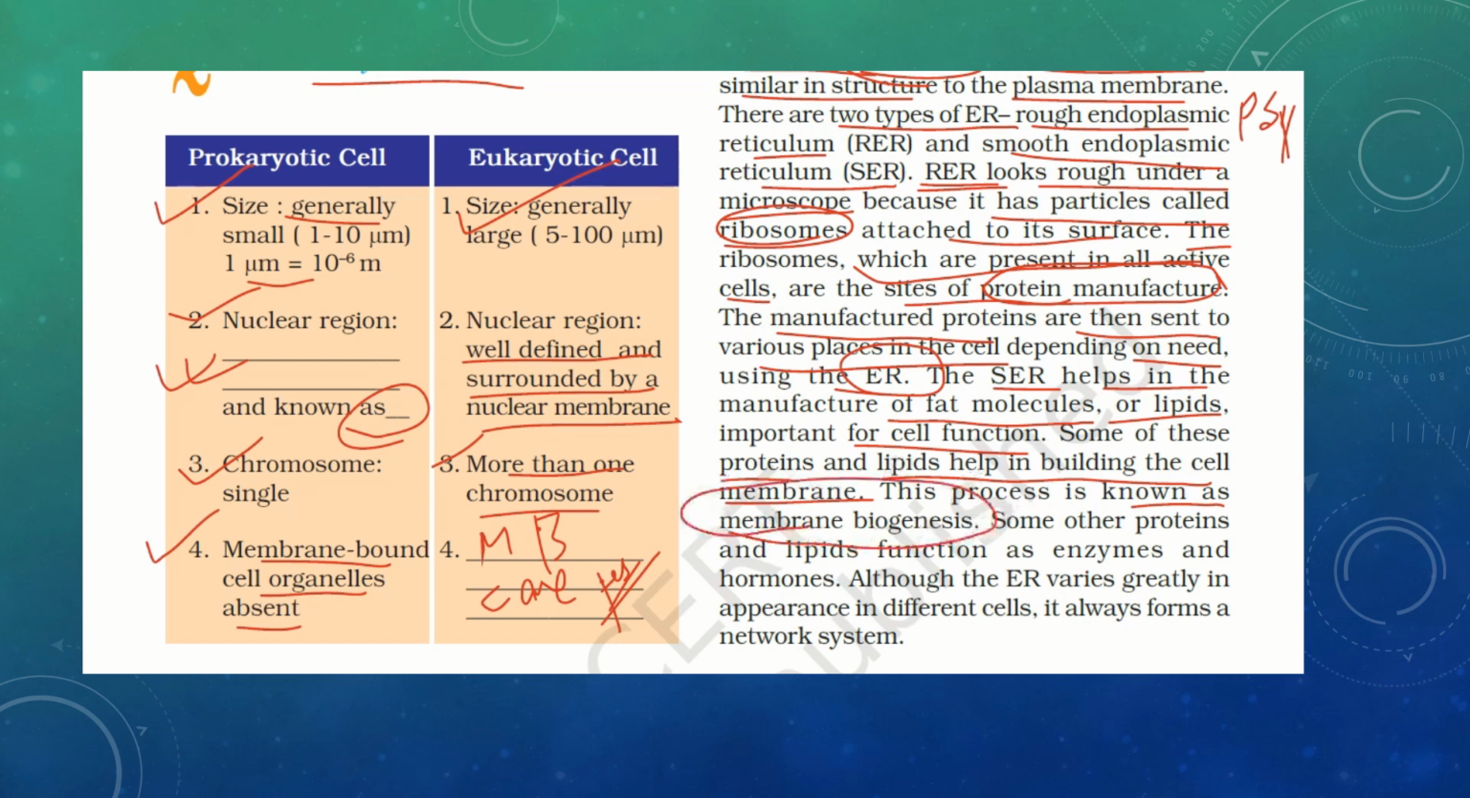So many important terms in this lesson we are studying. In the previous episodes also we have studied many new terms. Now also we are studying, right? Some other proteins and lipids function as enzymes and hormones, and although the endoplasmic reticulum varies greatly in appearance in different cells, it always forms a network. So it's always forming a network.